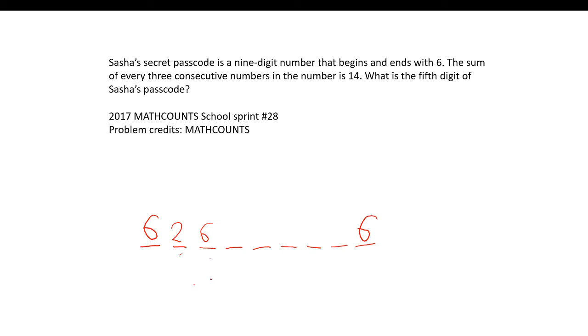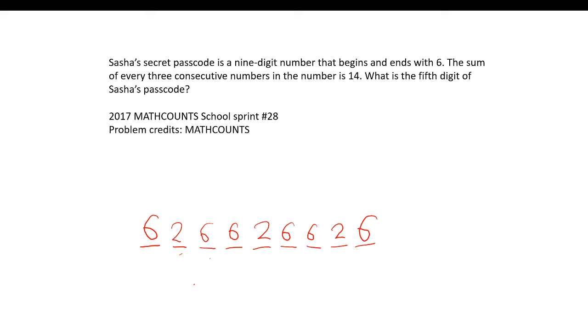So 2 and 6. Now 2 plus 6 is 8, and 8 plus 6 is 14, so this has to be a 6. Now 6 plus 6 is 12, and 12 plus 2 is 14, so this has to be a 2. 6 plus 2 is 8, 8 plus 6 is 14, so this has to be a 6. 2 plus 6 is 8, 8 plus 6 is 14. 6 plus 6 is 12, 12 plus 2 is 14. And the last pair, 6 plus 2 is 8, 8 plus 6 is 14.